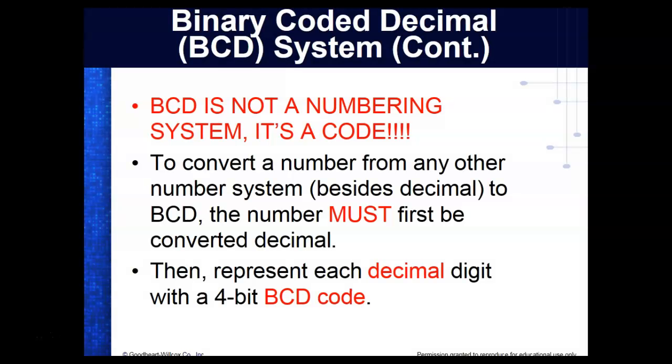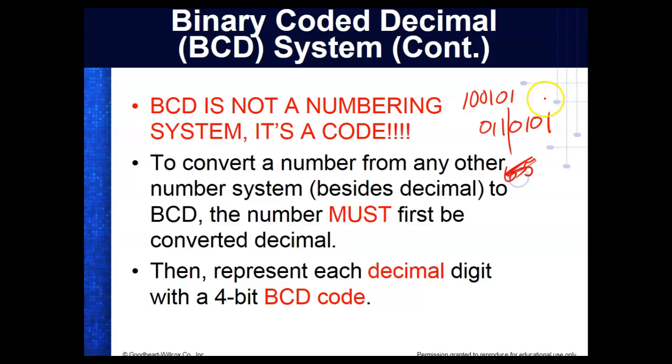BCD is not a numbering system. It is a code to convert the numbers from any other numbering system besides decimal to BCD. The number must first be converted to decimal. So if I had the binary number like this, let's do that one from a while ago. And if I wanted you to convert that to decimal, you would not come up and write 65. Because what you just did is use BCD.